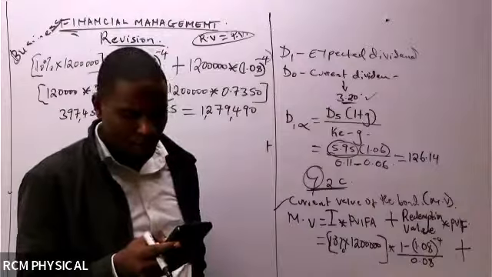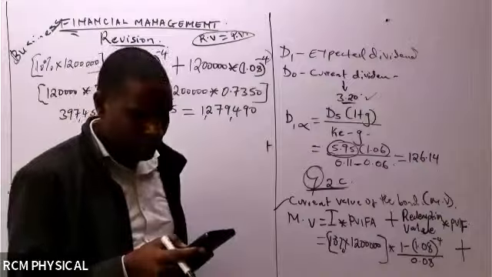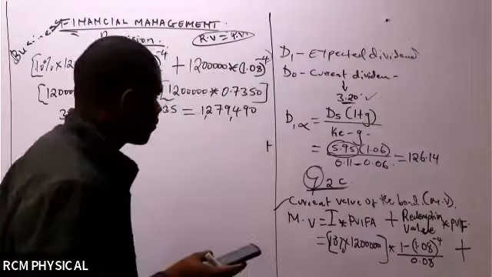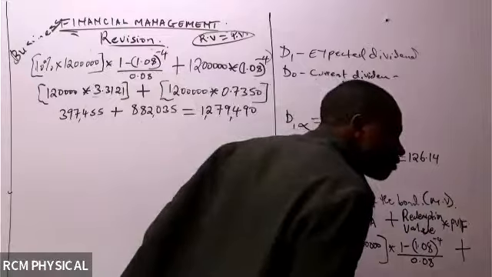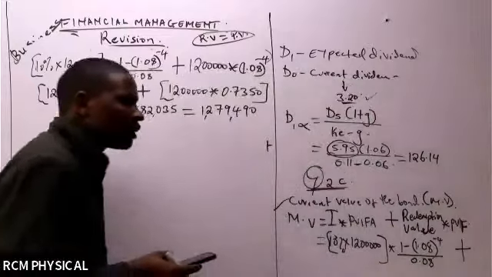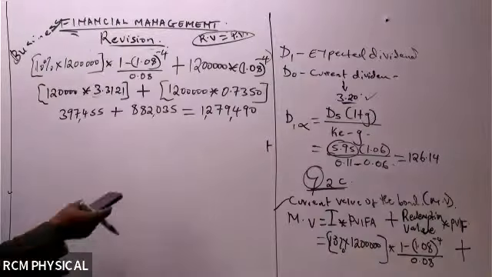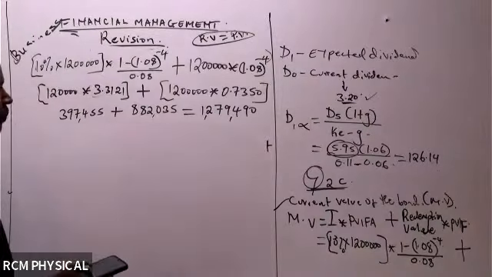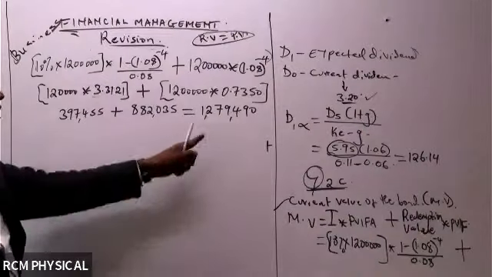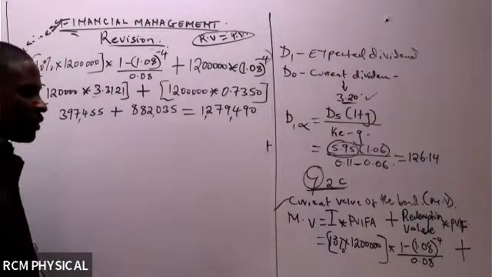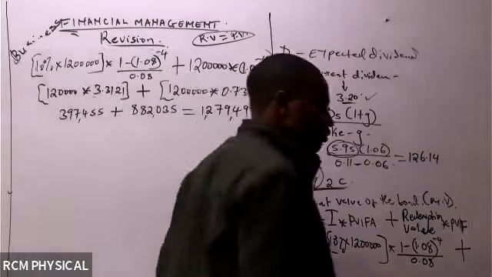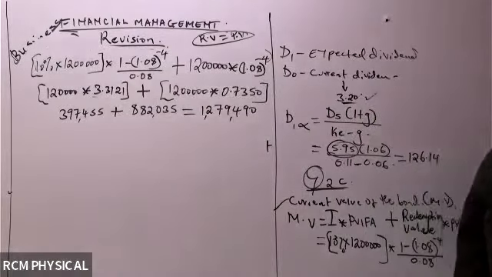It's just to get the current value of the gold. If you look at the current value of the gold, it is above the par value when you compare with it. The par value is 79,490.